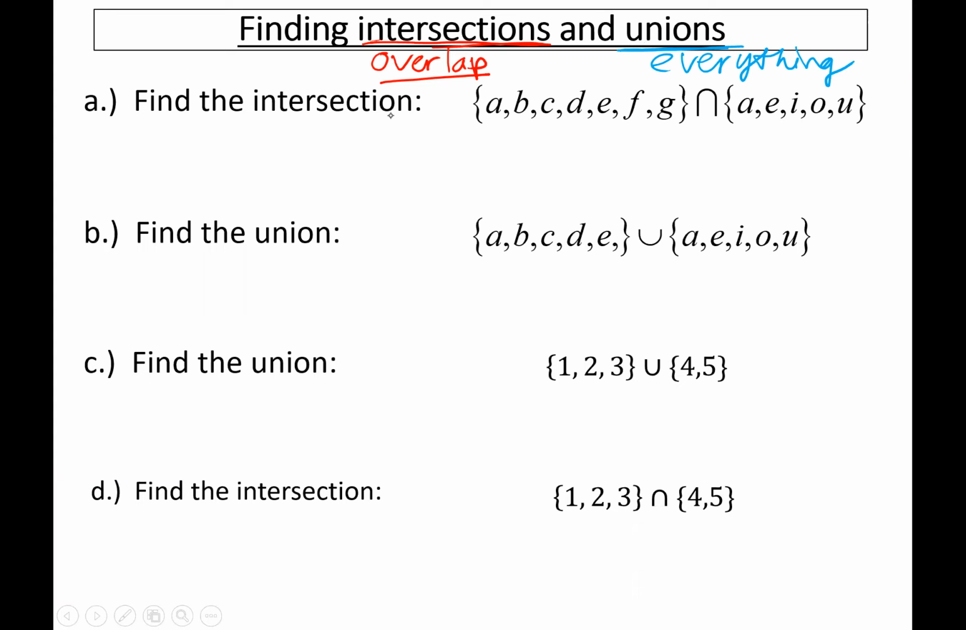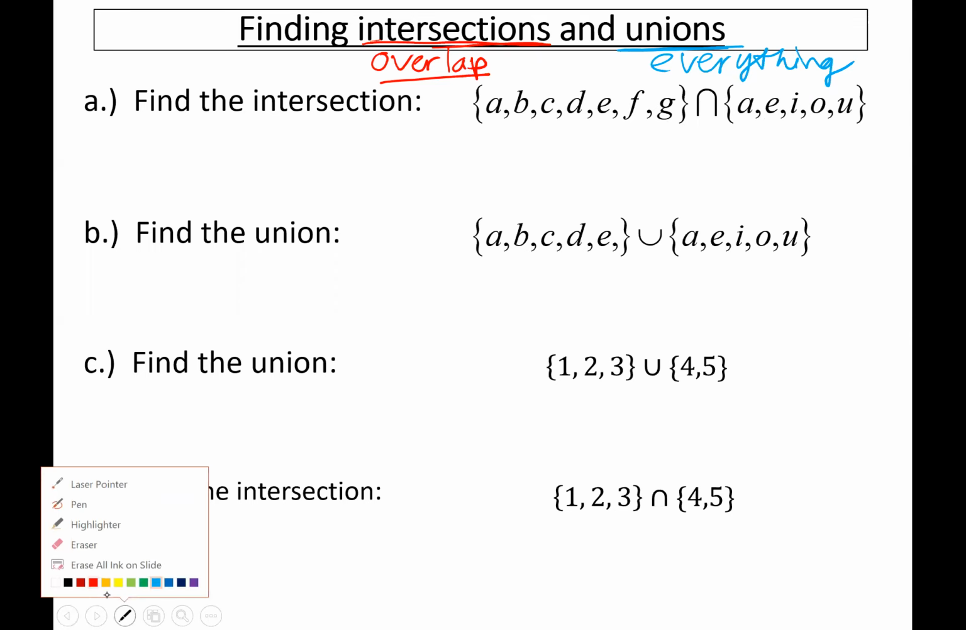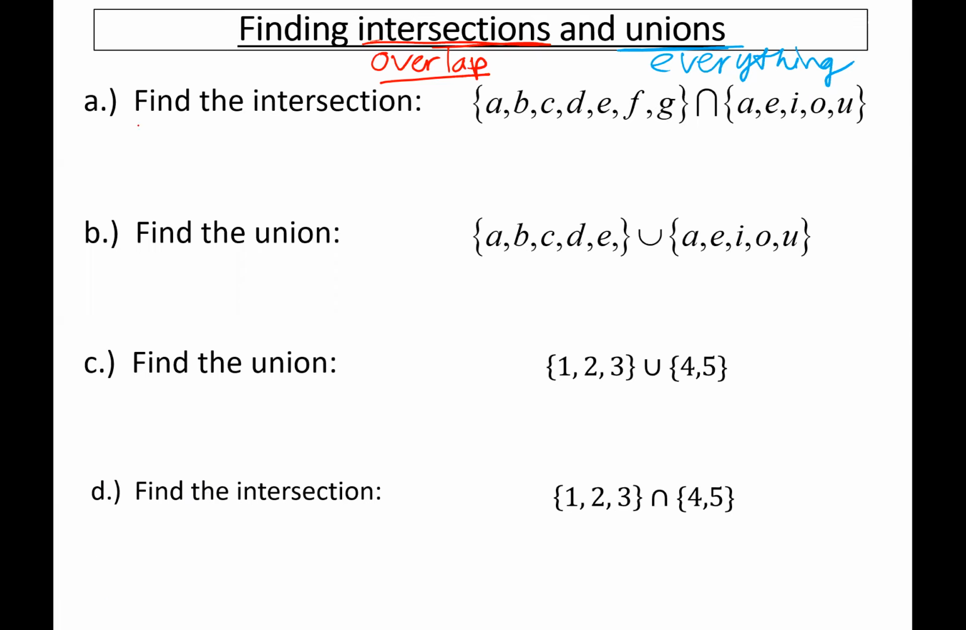Find the intersection. And then there's these two different sets listed. The first set is A, B, C, D, E, F, G. Then we have this intersection symbol. It kind of looks like an upside down U or like a rainbow shape. Then the next set is A, E, I, O, U. So for the intersection, we want the overlap. What is in common? I'll write that down, in common. What do those two sets have in common? In other words, what letter or number is in both?